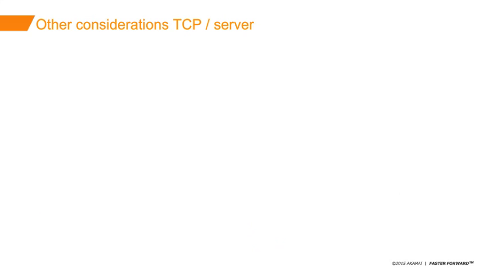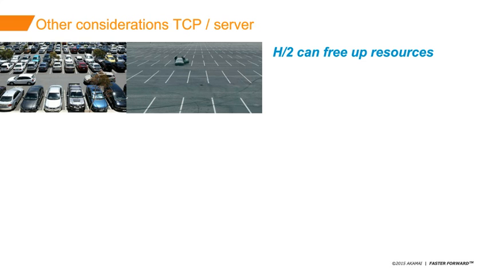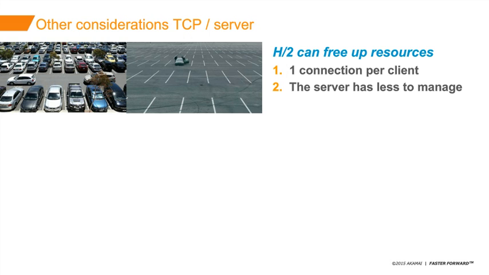So having covered the main 3 features of H2, there are a few other considerations that we need to think about when using the new protocol. The first one is that H2 can free up resources. Currently, there is one connection per request per client when you are using H1. However, when we move to an H2 world, there will be one connection per client. So that can dramatically reduce the number of connections the server has to maintain for loading one web page, for example. This frees up resource, certainly in the connection space and memory, so the server could potentially do more with less.